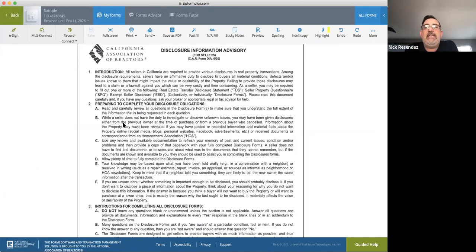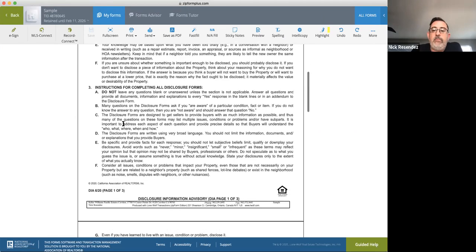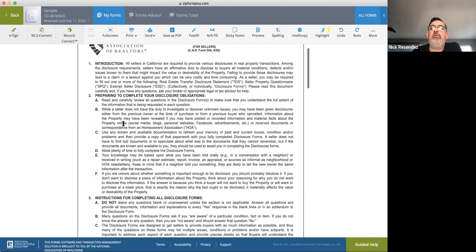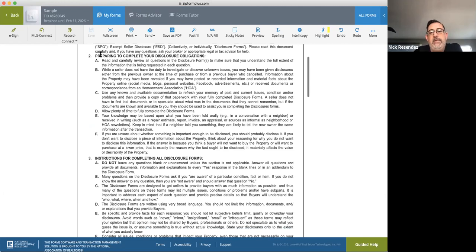And what this is, a 3-page form that you can give to your sellers, and it explains how to fill out the disclosures, right? So in paragraph 2 and paragraph 3, first it has preparing to complete your disclosures and your obligations. Number 3, it has instructions for completing the forms. And it tells them, like, if there's a box that says yes or no, it's probably asking them if they are aware. And if you don't know, that means you're not aware. So you would check the no box.